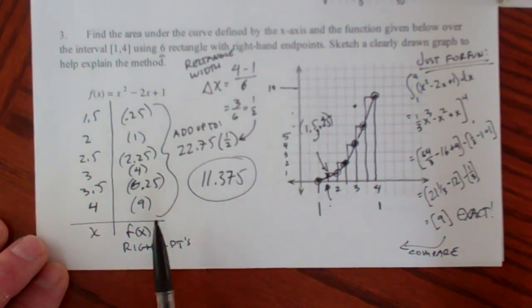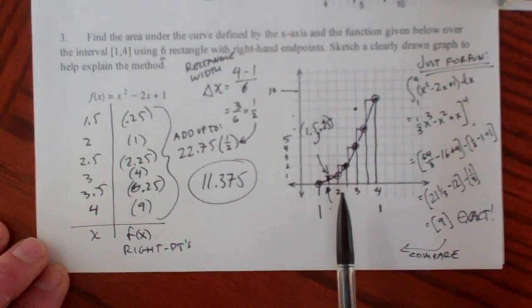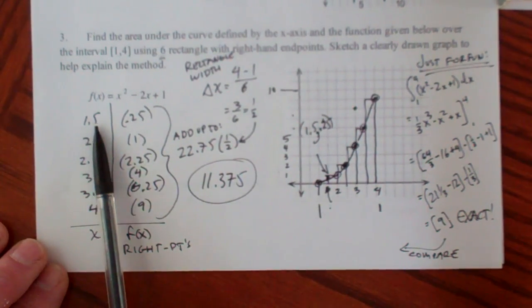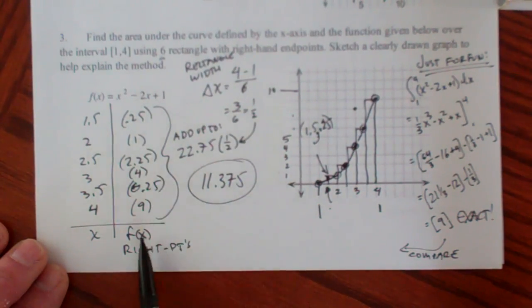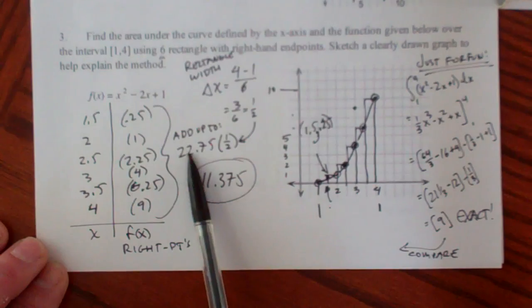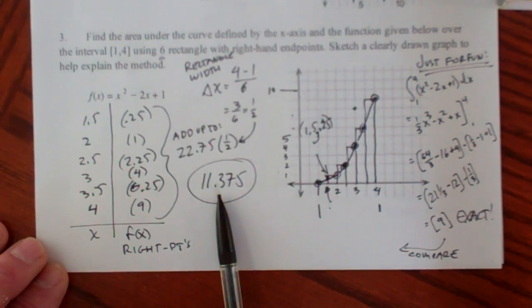So just like number 1 up above, you find the function values on the right-hand endpoint. So it starts at 1, but it's got a width of 1/2, so we start at 1.5. We find each of the corresponding f of x, the right-hand points. We add all those up, get 22.75, multiply by 1/2, and we get that.